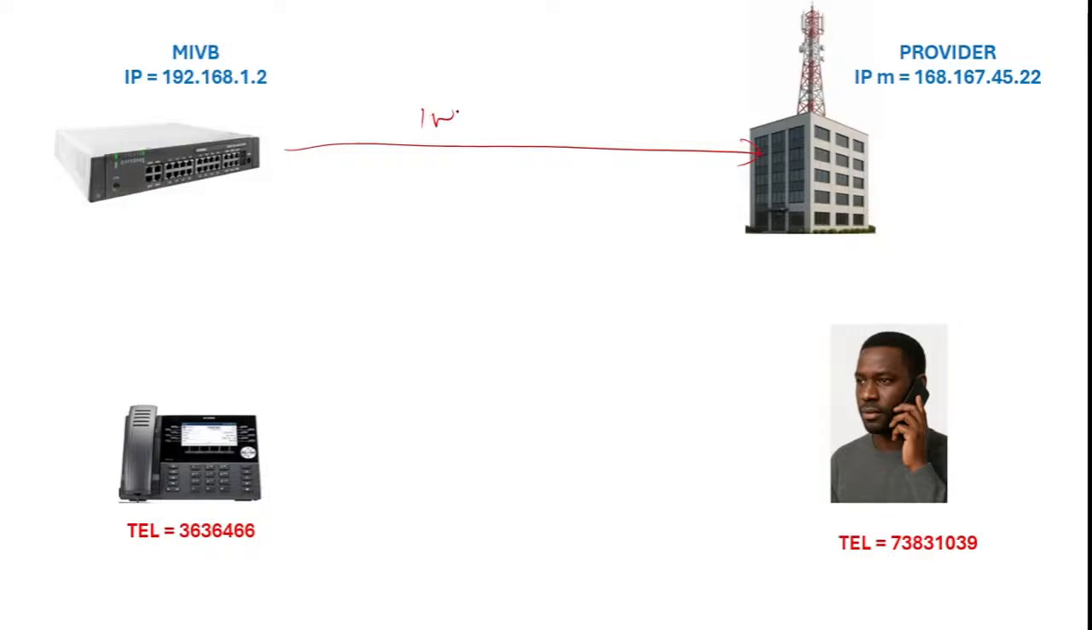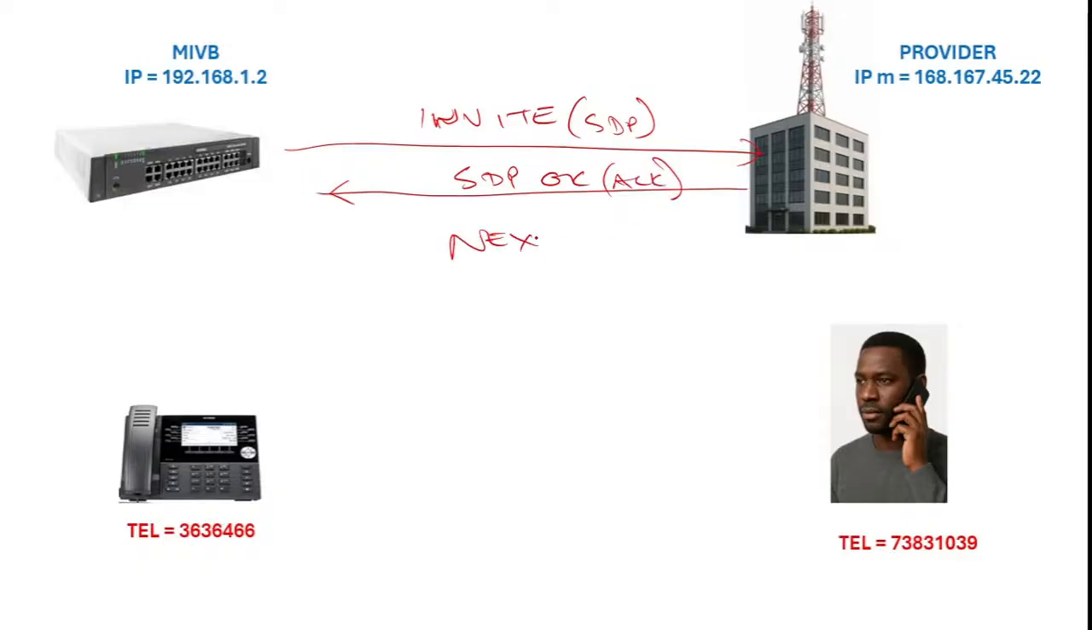So again, I'll recap. There is an invite with SDP in it, and eventually the provider has responded with also an SDP OK, which is an acknowledgement. And then the next step is that the information that was contained here, it said RTP, the IP address of 192.168.1.11, we said it shows port 50511.